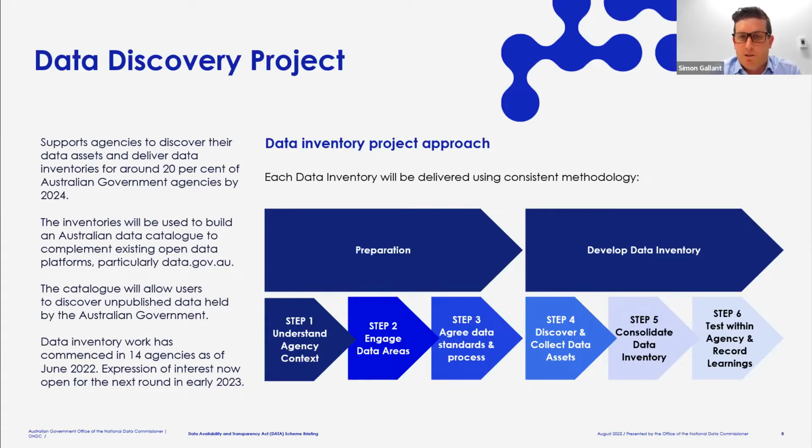Each inventory is delivered using the same set of steps. So we understand the agency context, engage with multiple data areas in that agency, agree some standards and processes, collect the assets, consolidate the inventory, and present that inventory back to the agency with the end goal of the inventory then being available through the Australian Data Catalogue. This means that the catalogue will include a large number of entries for data that we know exists and we know who you should talk to get to, but is not publicly available.